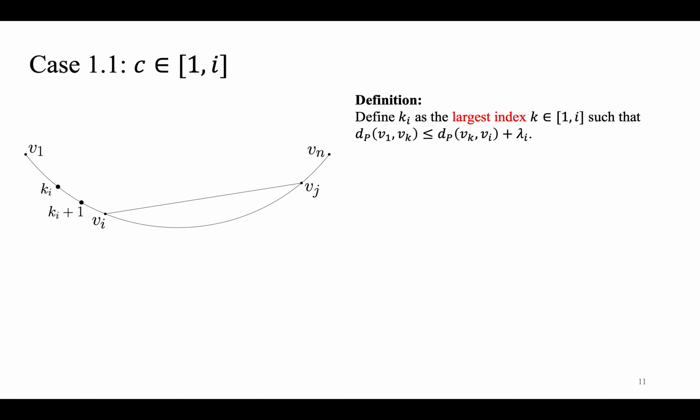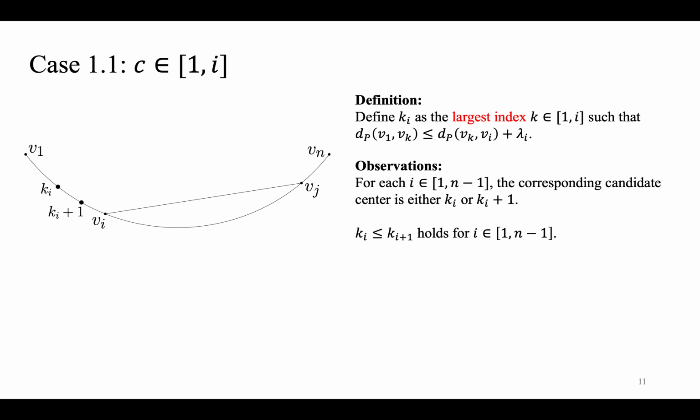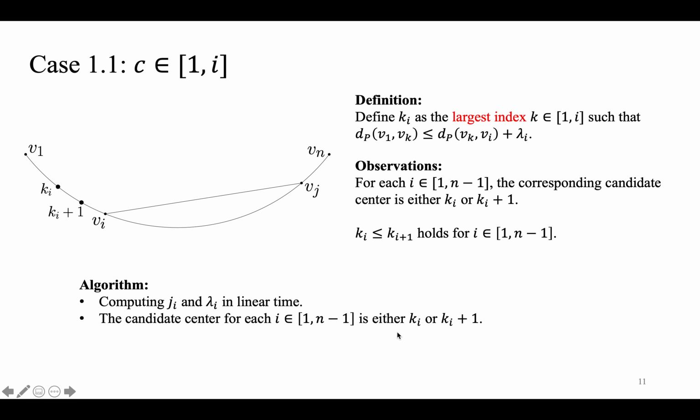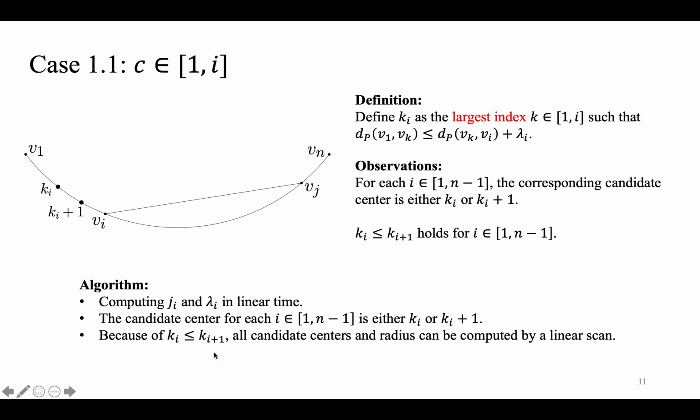Next, we define Ki as the largest index from 1 to i such that the distance from V1 to Vk is less than or equal to the distance from Vk to Vi plus lambda i. Then we have an observation. For each i from 1 to n-1, the corresponding candidate center is either Ki or Ki+1. Based on some monotonicity properties, Ki is less than or equal to Ki+1. So in our algorithm, we first compute Ji and lambda i in linear time. Then the candidate center for each i is either Ki or Ki+1. Because of the monotonicity properties of Ki, all candidate centers and radii can be computed by a linear scan. So we return the solution with the minimum radius as a candidate solution for case 1.1.